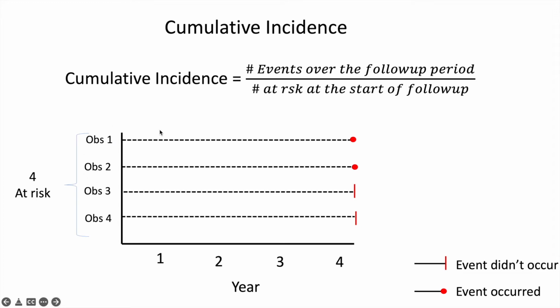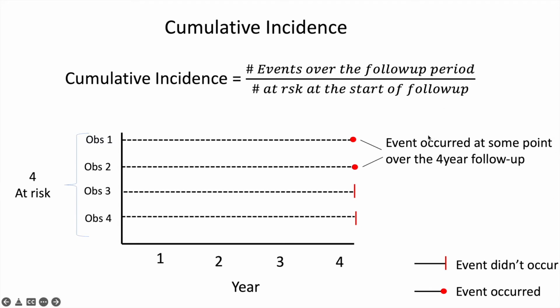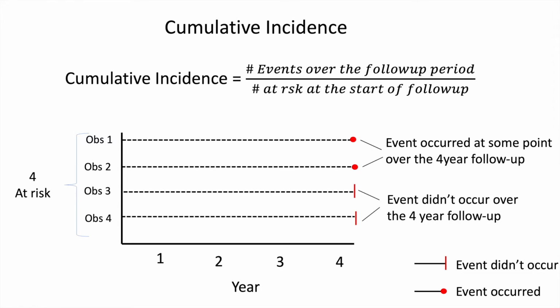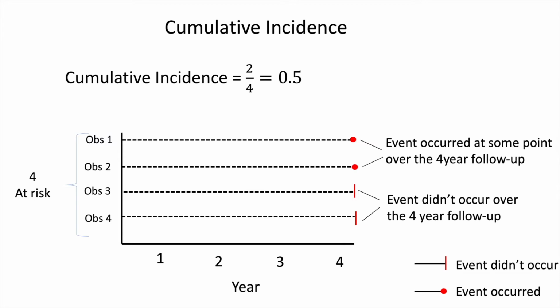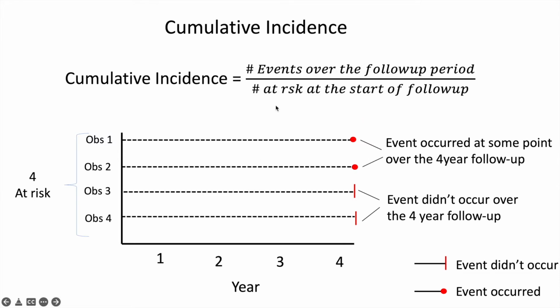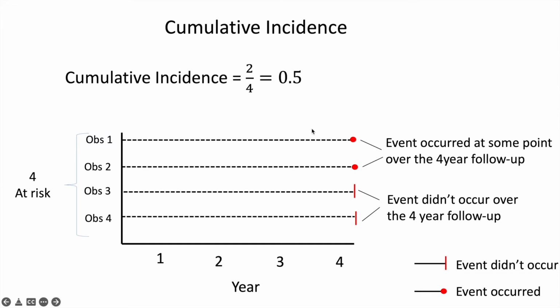So there's 4 people at risk, so that's what we have as our denominator. There was 2 events that occurred at some point over the follow-up time. I know I put it here at the end, but it didn't necessarily have to happen on year 4. 2 events happened at some point over the 4 years, and for 2 people the event didn't occur. So that's everything we need to find cumulative incidence. It's the number of events over the follow-up period over the number at risk. So it's a cumulative incidence of 0.5.